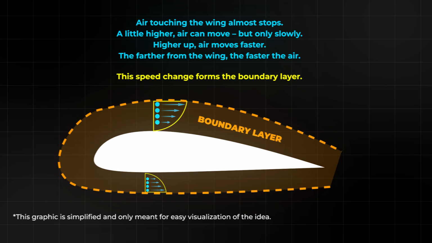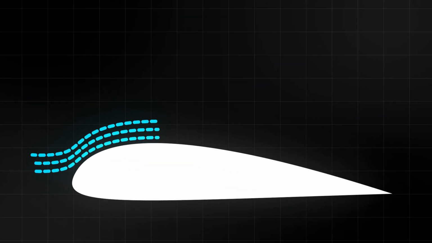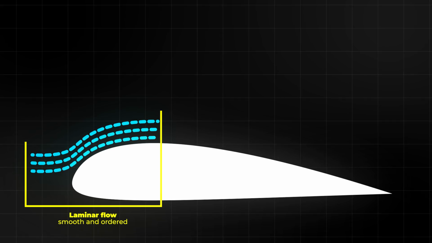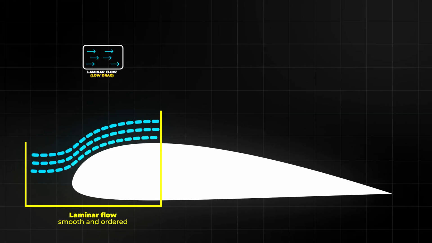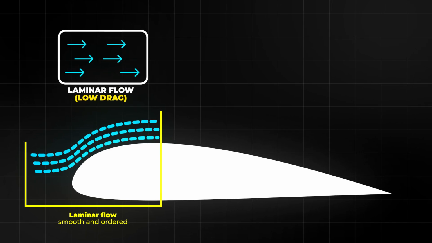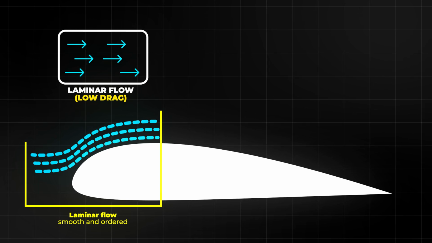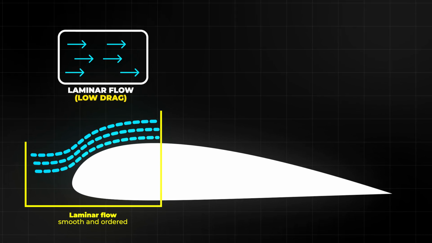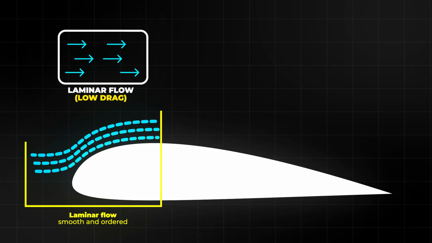At the very front of the wing, the boundary layer usually starts in a very calm way. The air moves in smooth, clean layers. These layers slide over each other without much mixing. This is called a laminar boundary layer. You can imagine it like a calm river, where all the water flows nicely in the same direction without waves. Laminar flow is very smooth and creates little friction, which means low drag. That is good for speed and saving fuel.